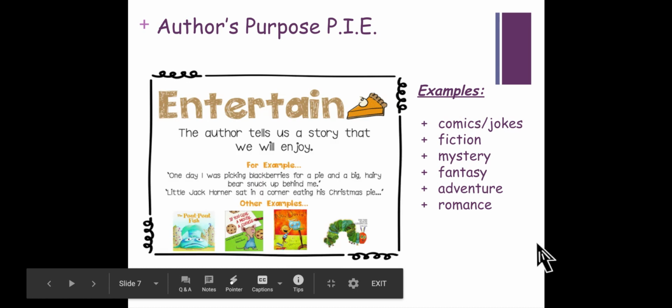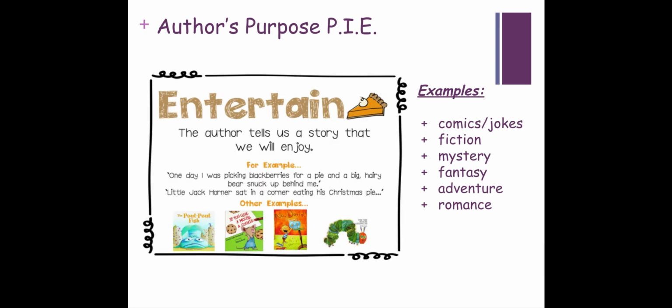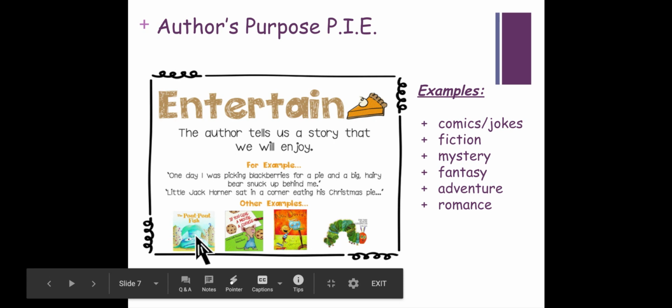The last part of the pie is entertain. The author tells us a story that we will enjoy. For example, one day I was picking blackberries for a pie and a big, hairy bear snuck up behind me. Or, Little Jack Horner sat in a corner eating his Christmas pie. Other examples of entertaining books: The Pout Pout Fish, If You Give a Mouse a Cookie, No, David, and The Hungry Caterpillar, which we have read.